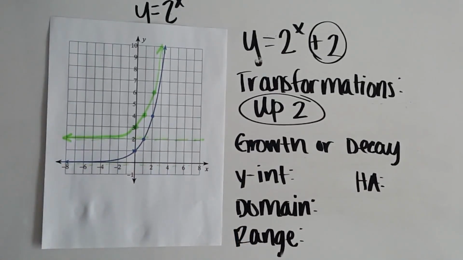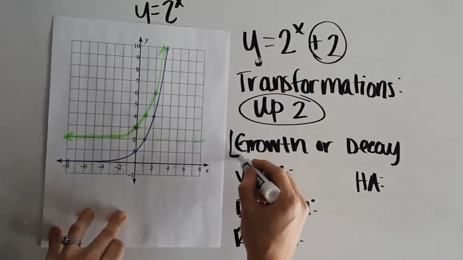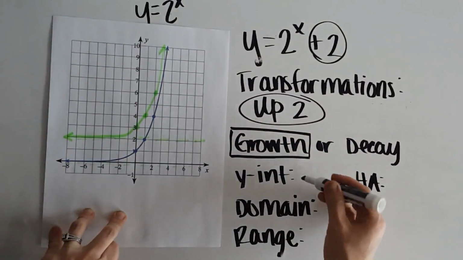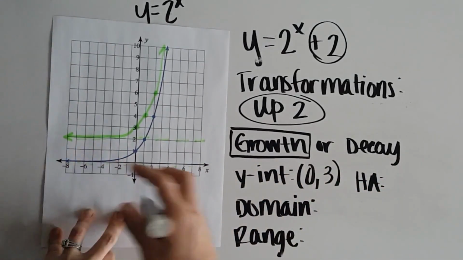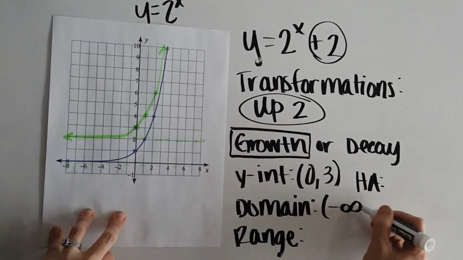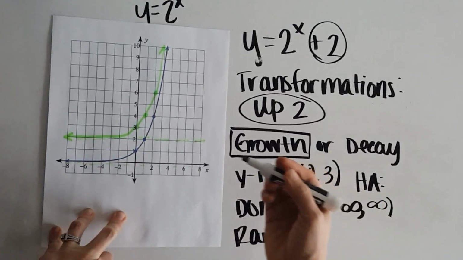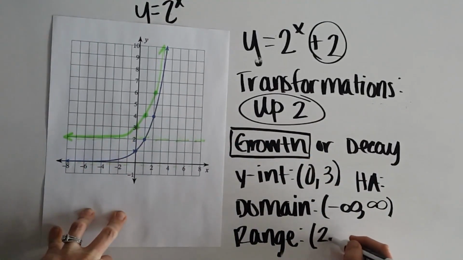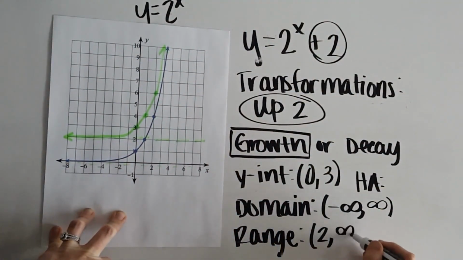So now we're going to answer these questions based on our new graph. It's still growth because it gets steeper as I increase to the right as x increases. My y-intercept, so now I'm looking at the y-axis, is at 0, 3. Our domain still goes left forever, so that's negative infinity. Still goes to the right forever. Nothing's stopping it. But my range now, the lowest my green graph can go is 2 because that asymptote is stopping it. The highest it goes is infinity because there's nothing stopping it at the top.